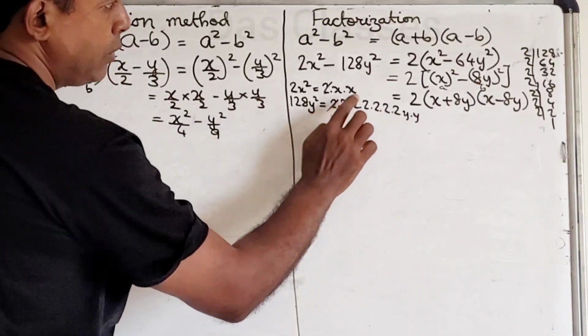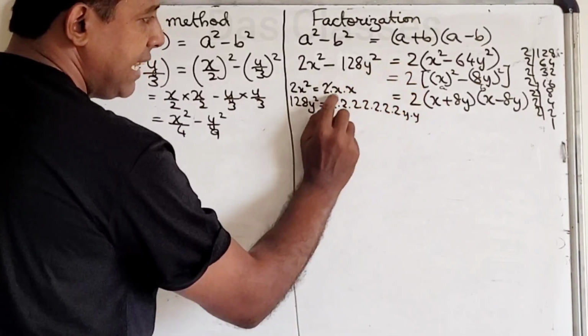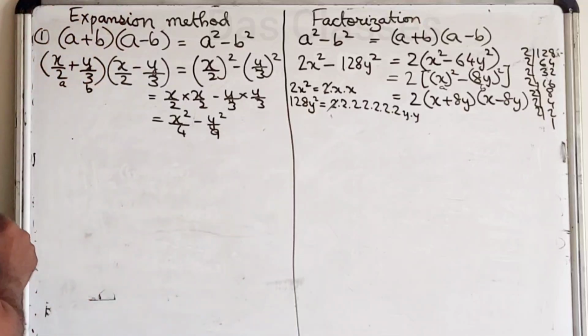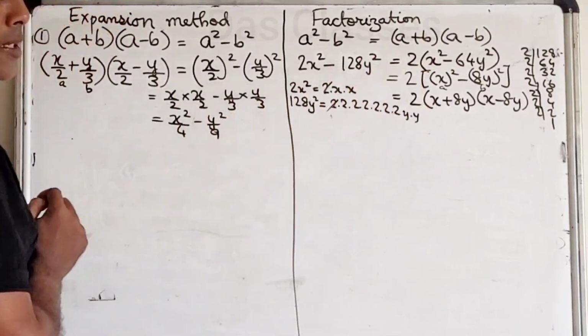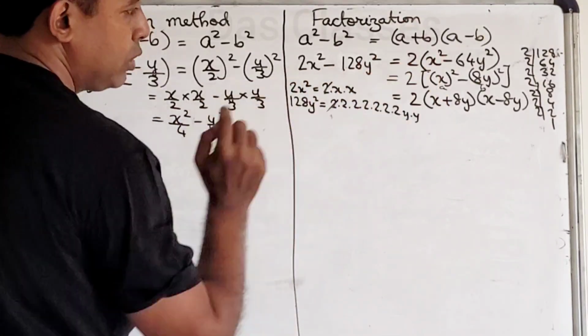So whatever is common, we write it outside. And what is left, in this case, x and x, that is x square. So we write it inside. And there's a minus sign, so we put the minus sign.